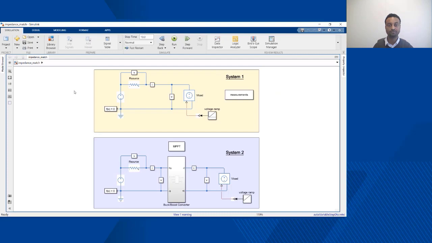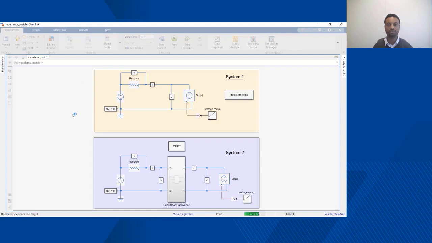This model contains two different system implementations that I want to compare using simulation. Both systems contain a constant DC source, and then they have a similar impedance implemented as a resistor. Both systems also contain a variable impedance load implemented as a variable voltage load here and here. You can see that the main difference between those two systems is the second system contains an MPPT algorithm implementation together with a buck boost converter so that we deliver a maximum power to the load, irrespective of its impedance. So let's run a simulation here and then compare the power delivered to the load in both scenarios.